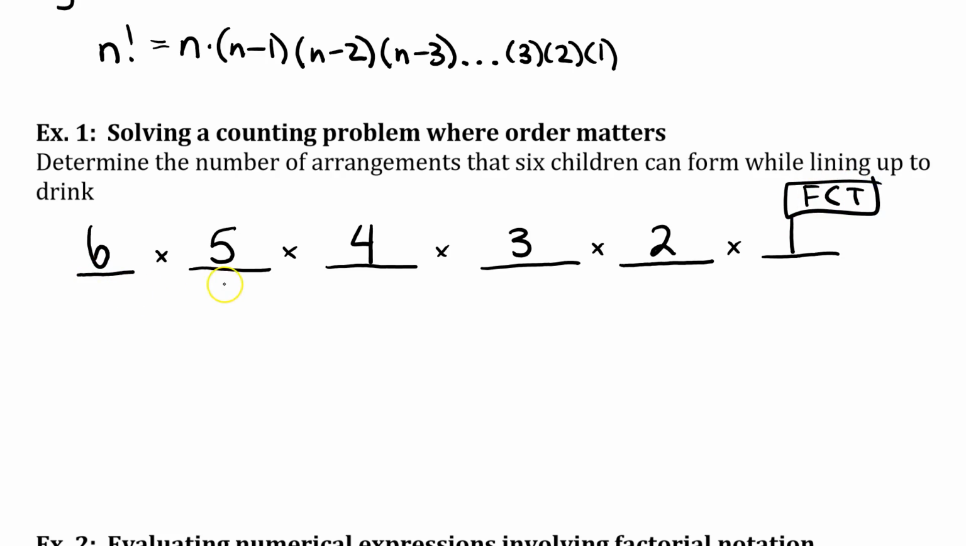However, we can see a connection between yesterday's work and today. This, 6 times 5 times 4 times 3 times 2 times 1, can just be represented as 6 factorial. Now it says determine the number of arrangements. It doesn't say that we can leave it in factorial form. So actually what we need to do is simplify it. 6 times 5 times 4 times 3 times 2 times 1 is 720. So there are 720 different arrangements that 6 kids can stand in a line to wait for a drink at the water fountain.